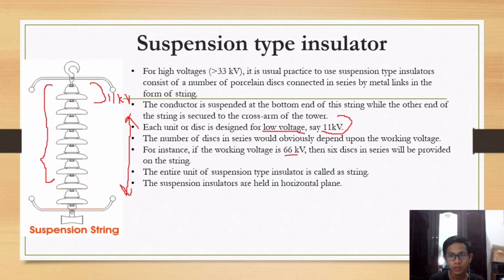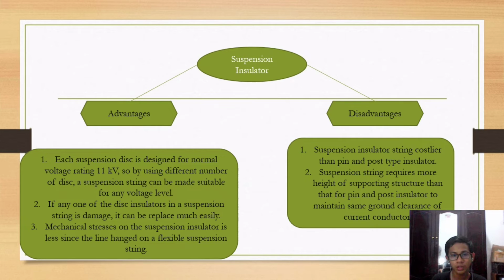Okay, we go to the advantages and disadvantages of the suspension insulator. This suspension disc is designed for a normal voltage rating of 11 kV. So by using a different number of discs, the suspension string can be made suitable for any voltage level. If any one of the discs in a suspension string is damaged, it can be replaced much more easily. Mechanical stress on the suspension insulator is less since the line hangs on a flexible suspension string.